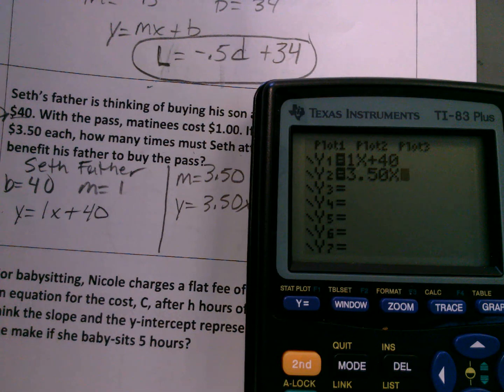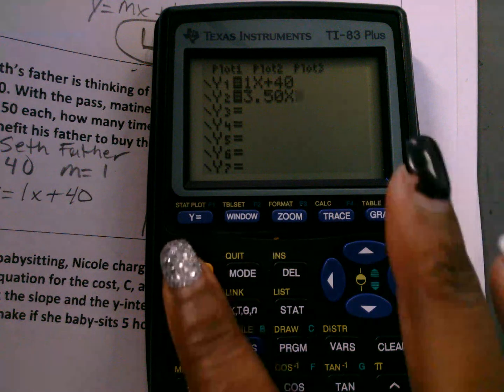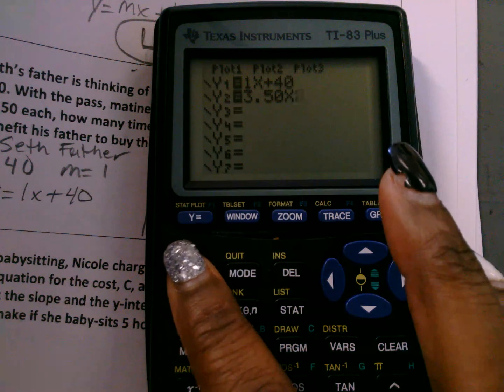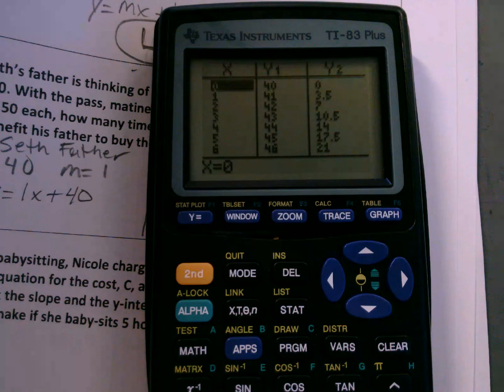Okay, good folks, listen. Now we're going to compare. In order to compare, we're going to look at the table for both of them. The table is in yellow right here. To view the table, you have to press the second button first and then press graph. That's going to give you a table. Hold it up so I can make sure.